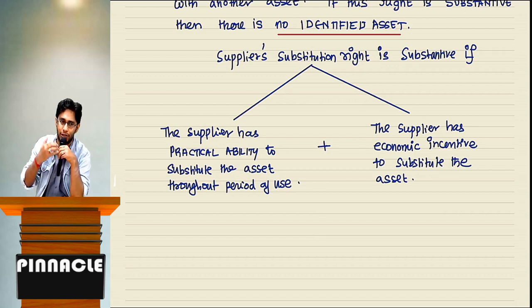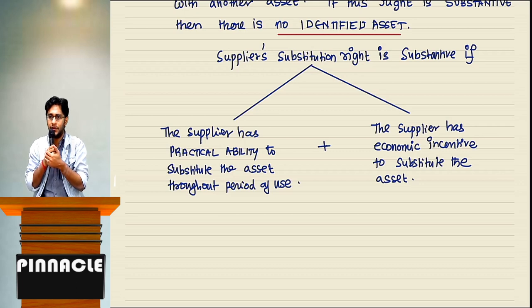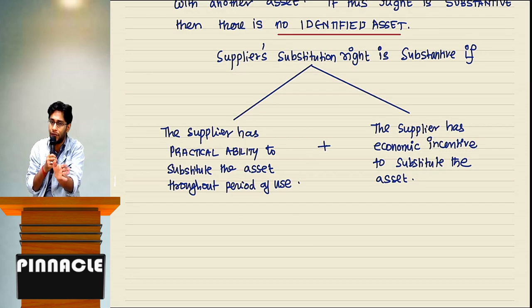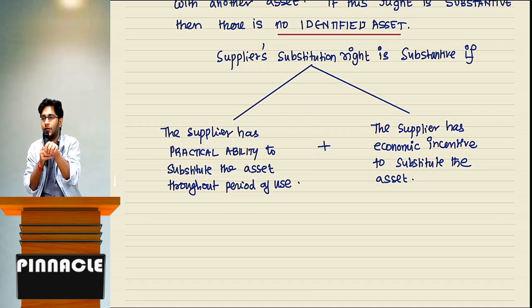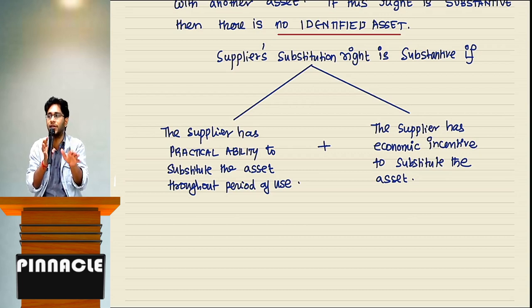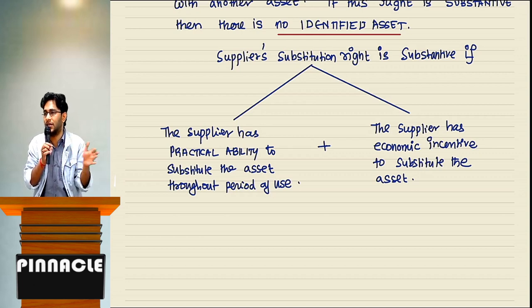Sir, you gave a car to me, okay? The lease is for a period of 4 years. We have a condition that the lessor has to replace the asset if there is any damage to the car. So, is the supplier having a right to substitute? Yes, he has a right to substitute only if there is damage to the car. Now, if you see this condition, you failed the first point. Read the first point again. The supplier has the practical ability to substitute the asset throughout the period of usage. You don't have that. You have the right to substitute the asset only if some event occurs. If there is no accident, no damage, if the engine is still working in perfect condition, you don't get a right to substitute. That is not treated as a substantive substitution right.